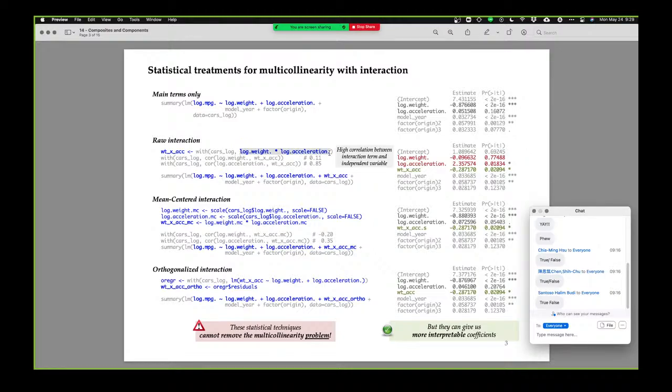So then for the homework assignment, we also asked, can we take a look at the interaction in three different ways?